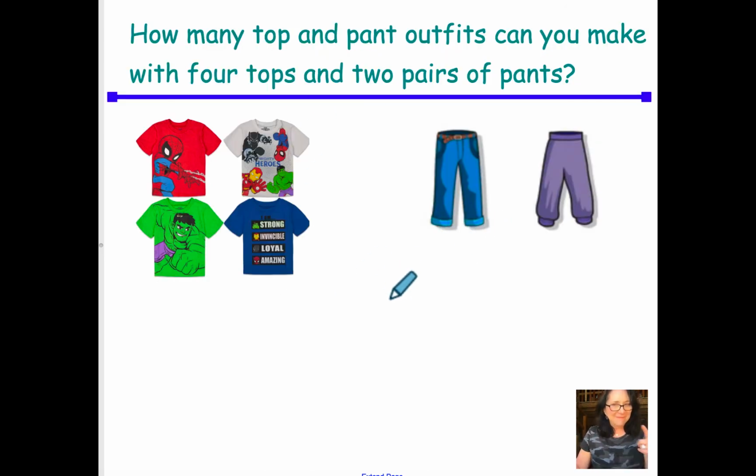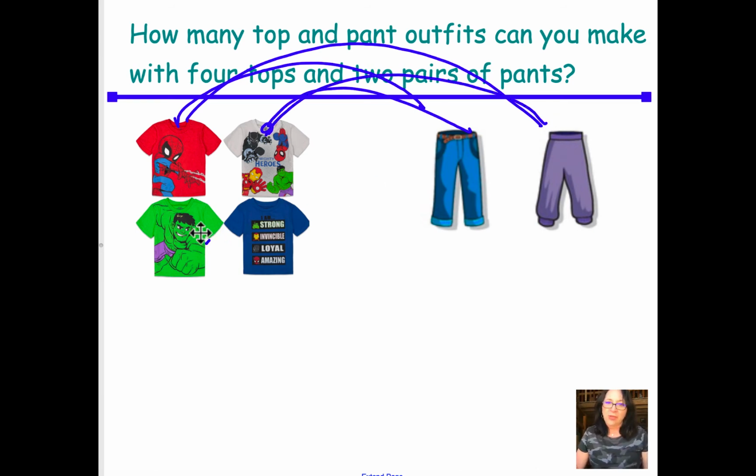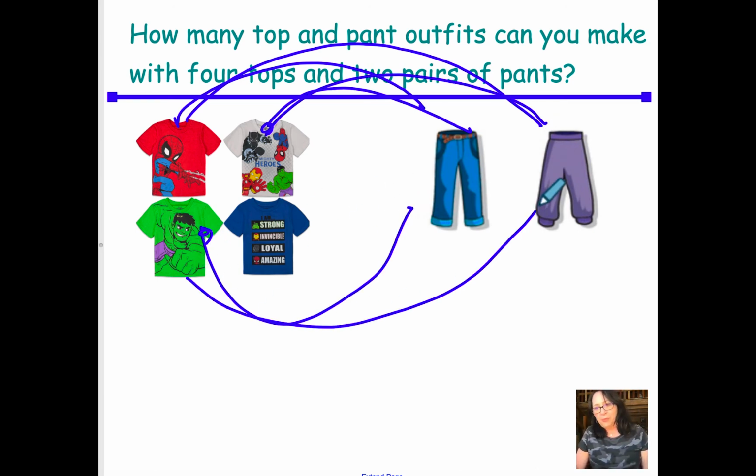So how many different top and pants outfits could you make if you had 4 tops and 2 pairs of pants? Think about it like this. You're not going to wear a top or a pair of pants, right? You're going to select a top, and then you're going to select a pair of pants. Of course, you could wear Spider-Man red with these pants, and then this one with this one. You could wear this top with this and with that. You could wear this top, Hulk, with blue or with purple, or you could wear this Avengers shirt with blue and then purple. So how many ways is that?